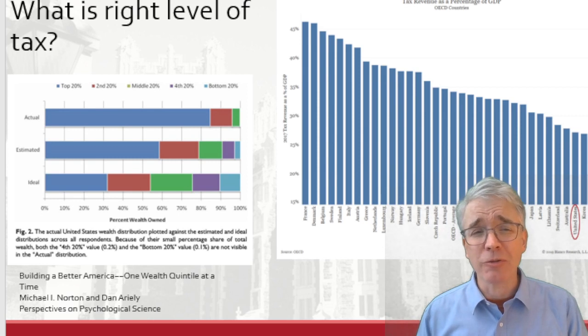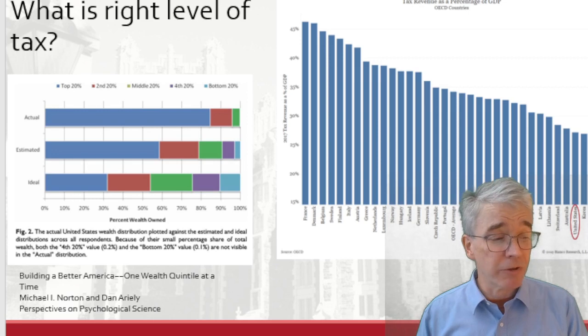The other graph shows tax revenue as a percent of GDP for different countries. The US is one of the lowest. Lots of other rich countries collect more in taxes, and their economies don't particularly suffer.